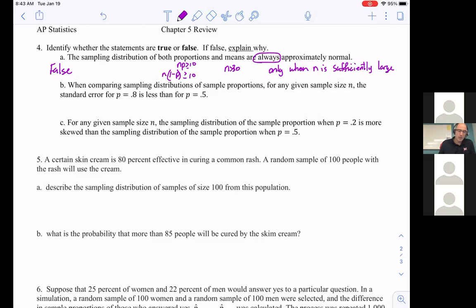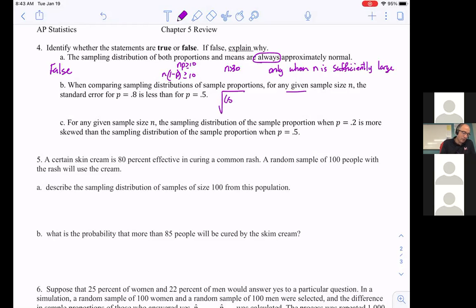When comparing the sampling distributions of sample proportions for any given sample size n, the standard error for 0.8 is less than for 0.5. Hmm. So again, it's trying to figure out how you are going to go about solving this. It doesn't tell us how big the sample size is, because it says for any given sample size. We got to figure out some way to talk our way through this. It's talking about 0.8 versus 0.5. So let's go ahead and see what that is.